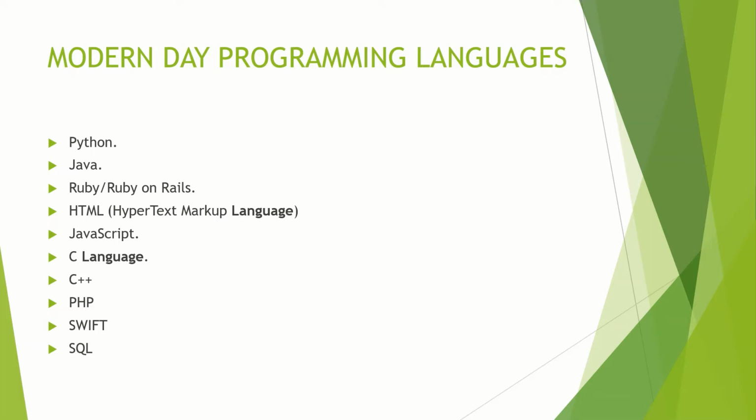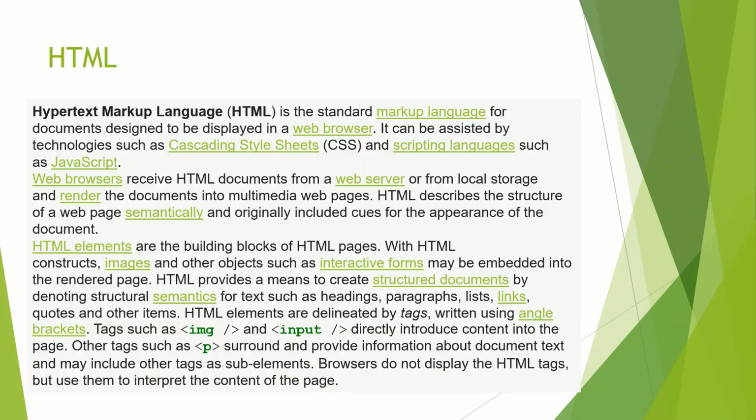JavaScript, C language, C++. C++ is, I think, one of the most complex and most implementable languages. Then there's PHP, Swift, and SQL. Some of you may know about these, but a lot of you, I think, may not. These are the languages that people really know and are quite useful.